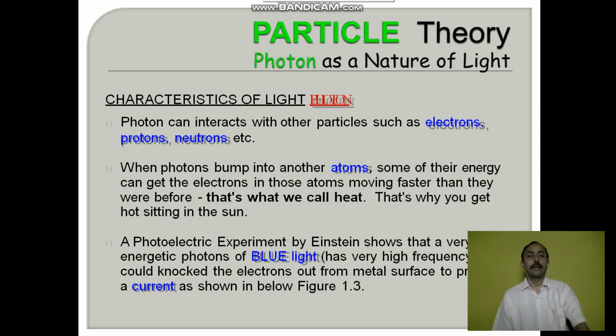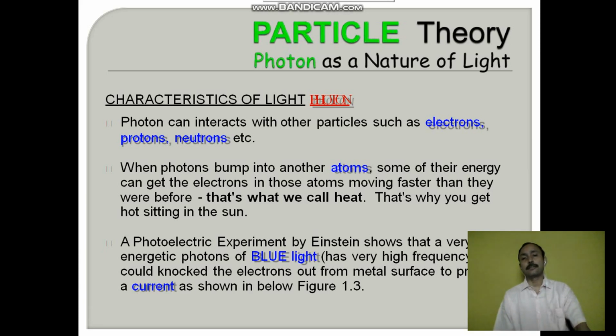Photons can interact with other particles such as electrons, protons, neutrons, etc. When photons bump into other atoms, some of their energy can get the electrons in those atoms moving faster than they were before. That's what we call heat. That's why you get hot sitting in the sun.